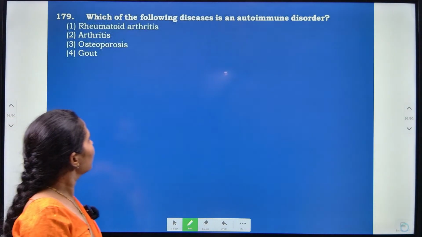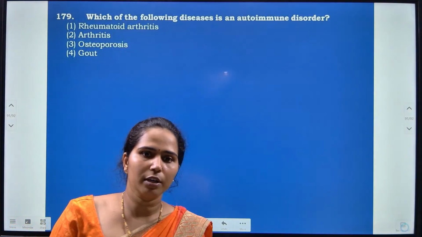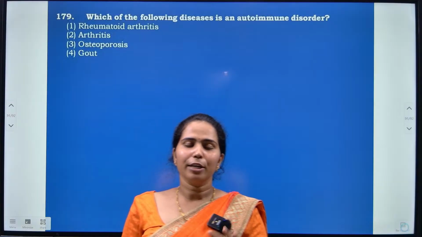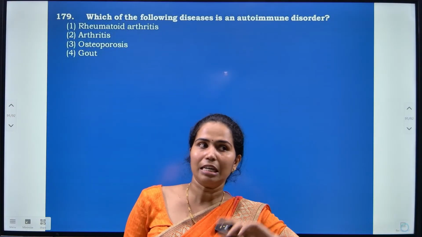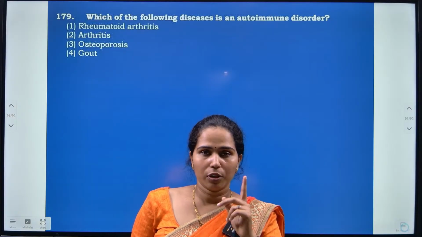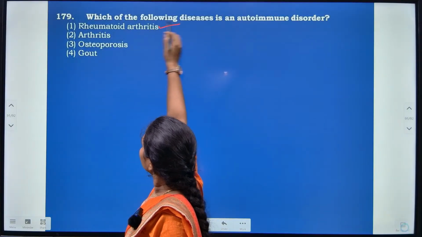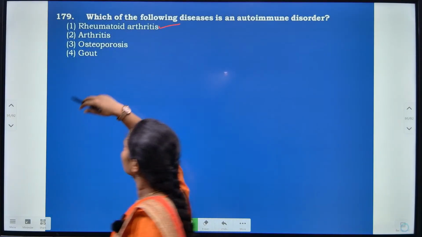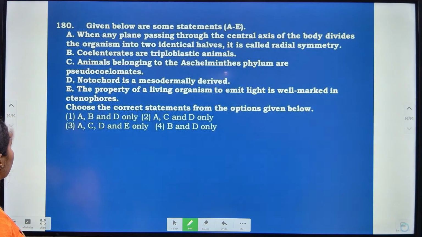Yes, which of the following diseases is an autoimmune disorder? An autoimmune disorder is nothing but a disorder in which our immune cells fail to distinguish the self cells and the non-self cells here. So the best example of an autoimmune disorder we have studied is rheumatoid arthritis here. It is not osteoarthritis, not osteoporosis, and not gout here.